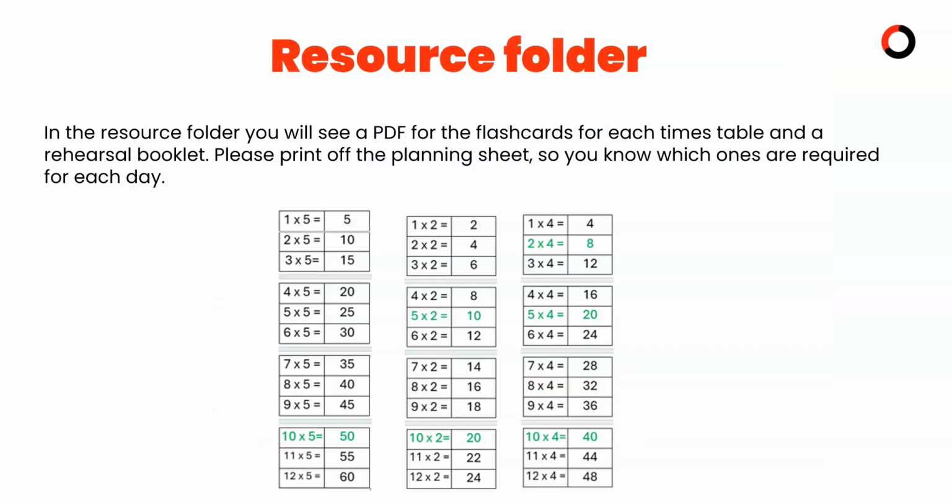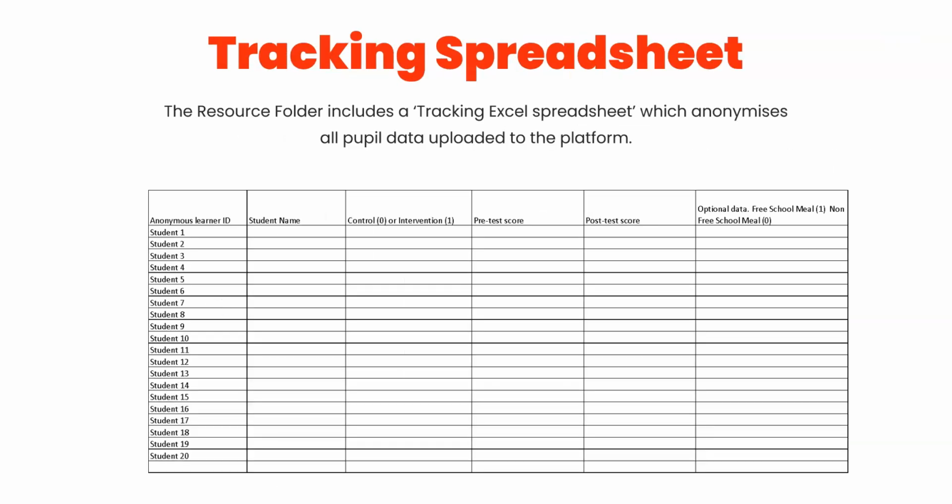In the resource folder, you'll see a PDF for the flashcards for each of the times table and a rehearsal booklet. Please print off the planning sheet so you know which ones are required for each day. You'll also find a tracker spreadsheet, which allows you to link an anonymized learner ID to a student.